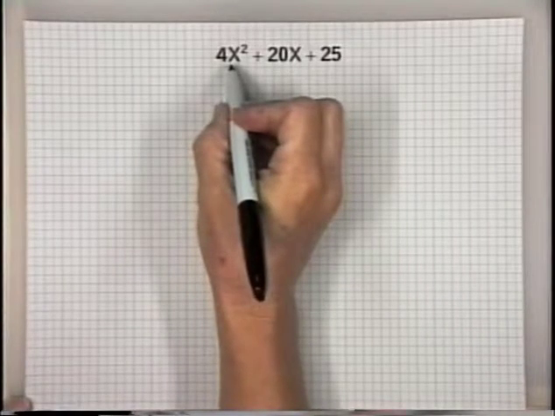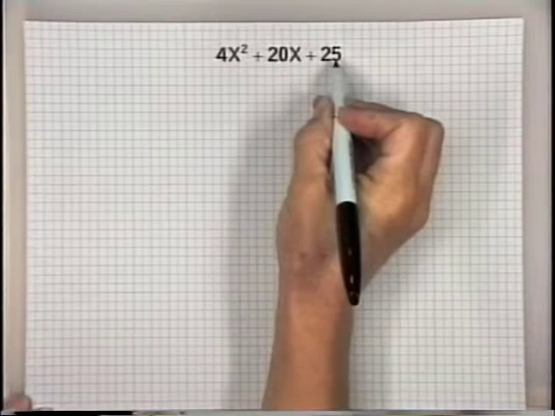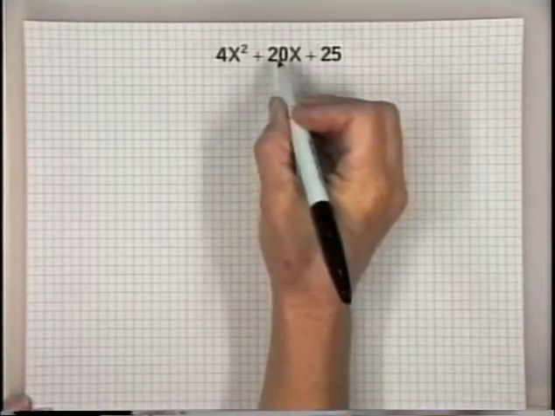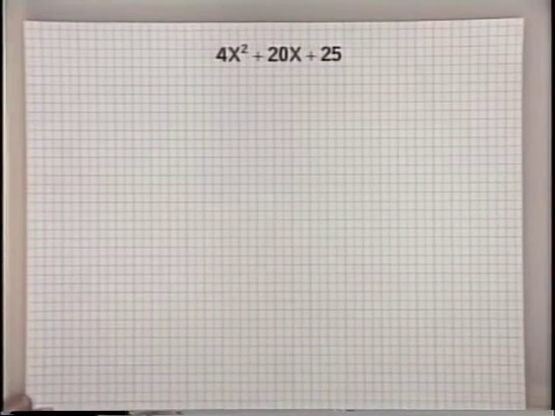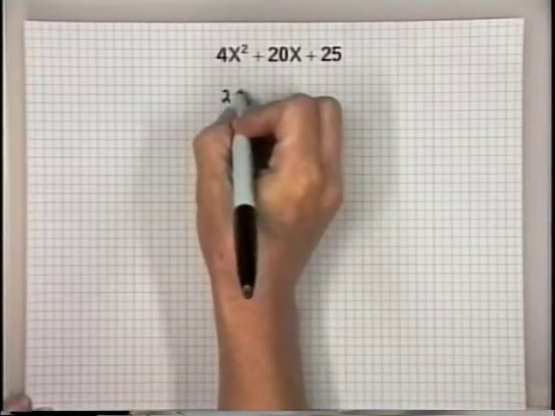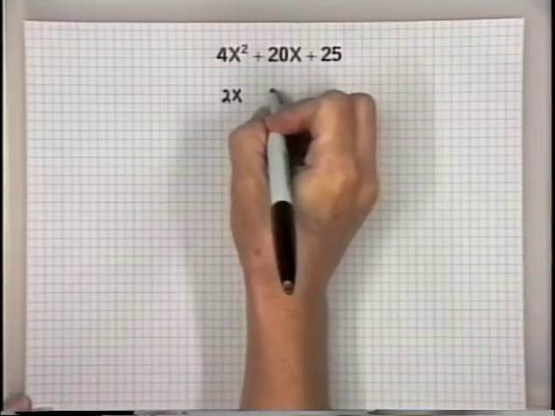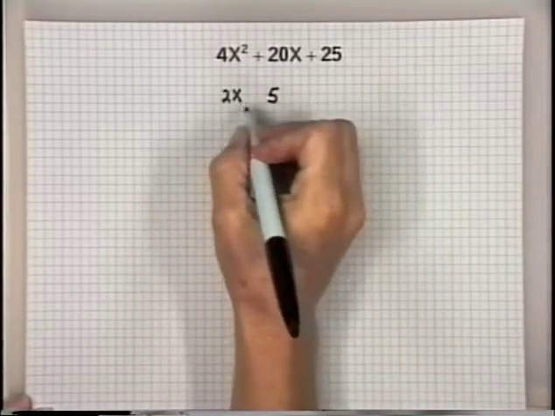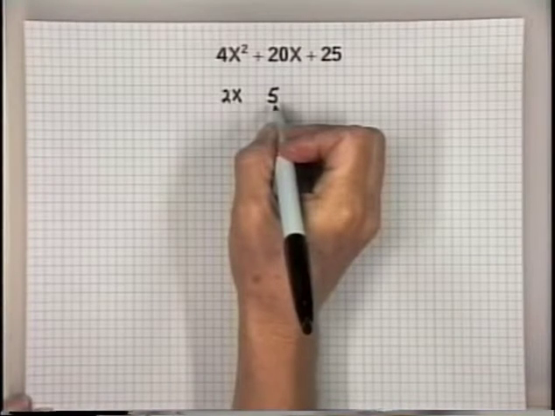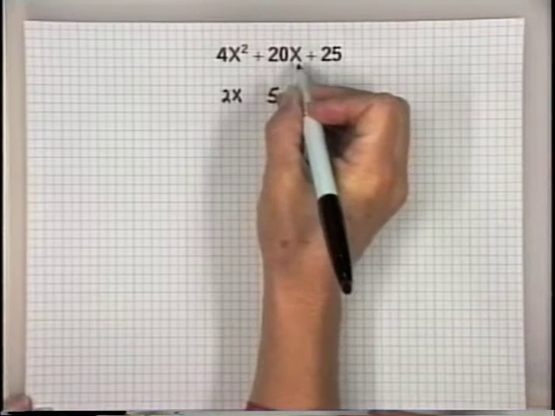My first term is a perfect square. My third term is a perfect square, and I do have a plus sign here. So if this middle term works out, we will have a perfect square trinomial. The square root of my first term is 2x. The square root of my third term is 5. If I multiply these two together, I get 10x. If I double 10x, I do have 20x, which is the middle term up here.